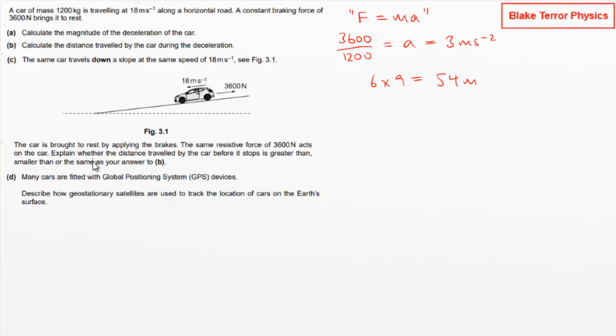The same car travels down a slope at the same speed. It's got the same braking force. Explain whether the distance travelled by the car before it stops is greater than, smaller than, or the same as your answer to B. So it's going to be greater than.